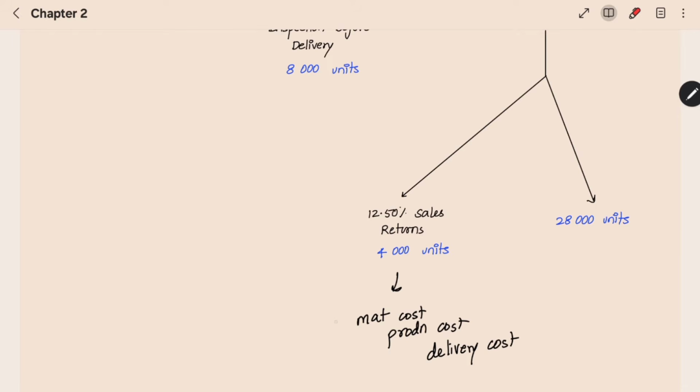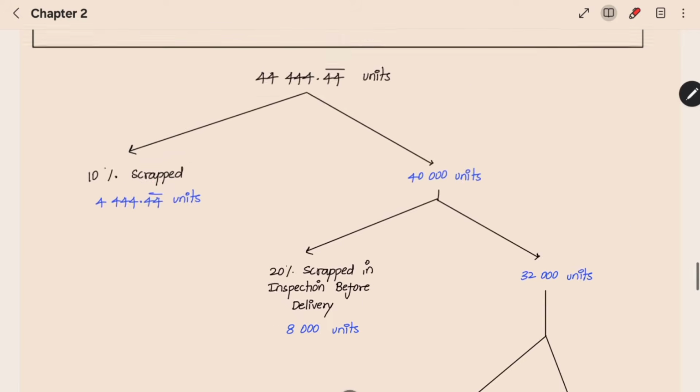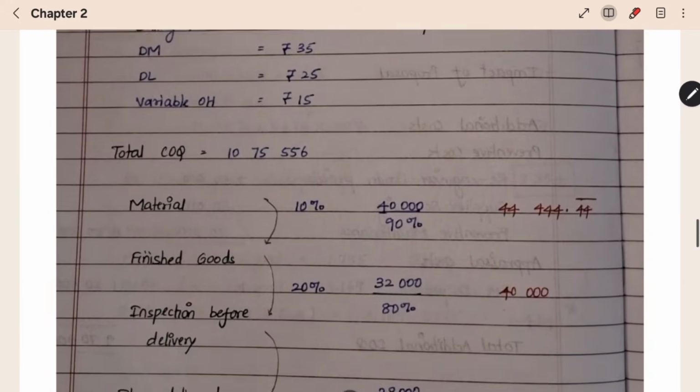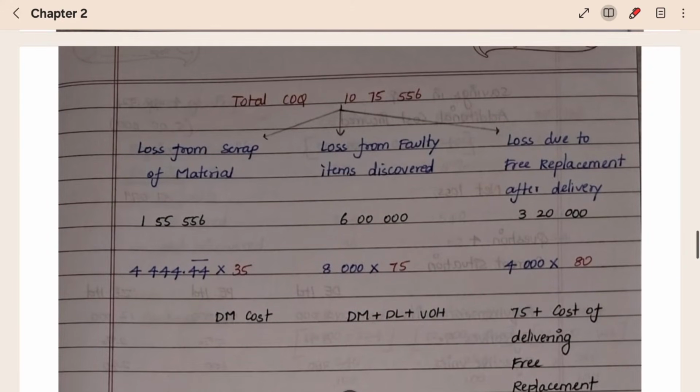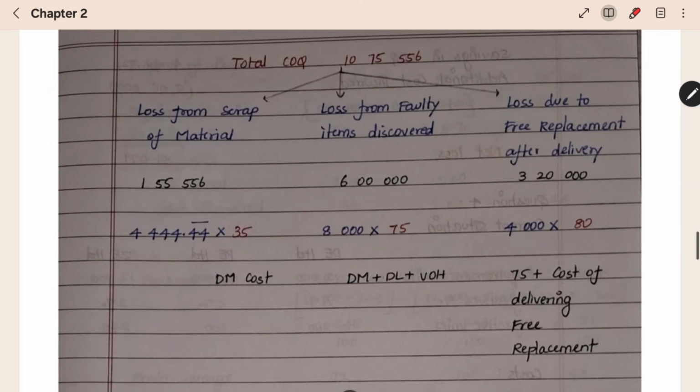But for this we have one more additional cost, that is the free replacement cost. We have to replace them for free because that is the company policy. Now we are going to see how much cost we are incurring because of this. The total cost of quality they have given currently, the total amount alone. We have provided the bifurcation. Loss from scrap of material.